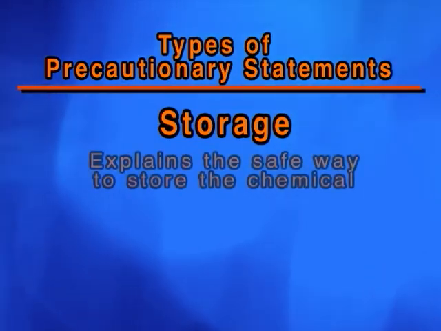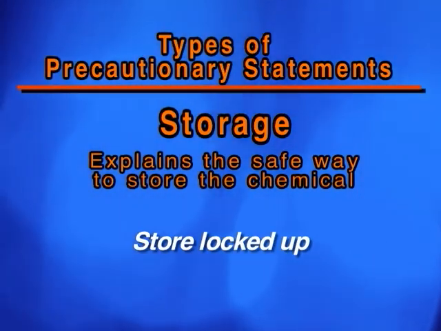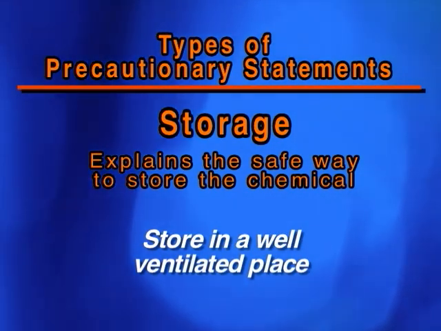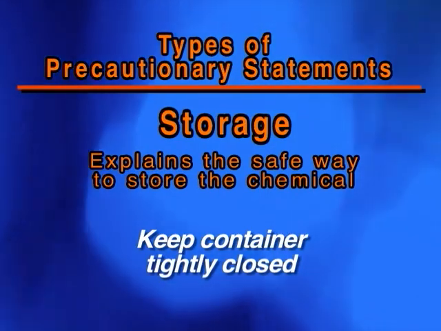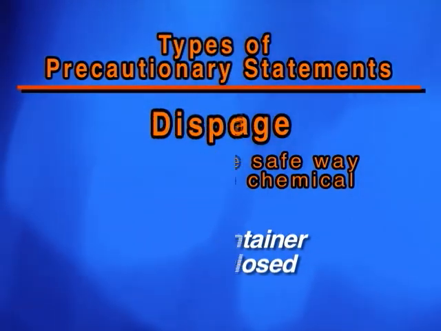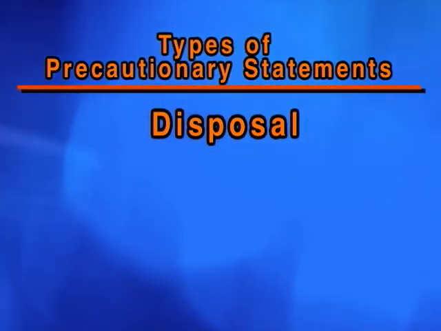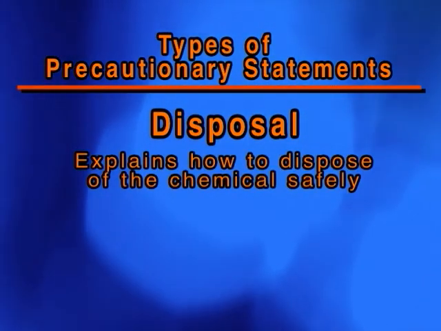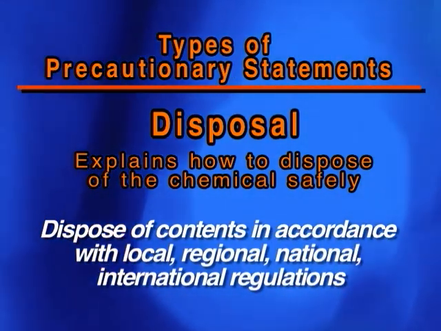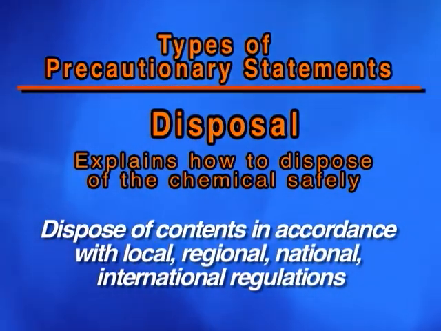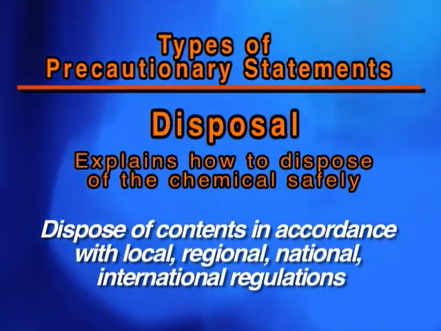Storage. Explains the safe way to store the chemical. Store locked up, and store in a well-ventilated place. Keep container tightly closed are statements you might see in this section of the label. Disposal. The last statement explains to the employer-employee how to dispose of the chemical safely. Dispose of contents in accordance with local, regional, national, international regulations is an example of a disposal statement you might see on a label.